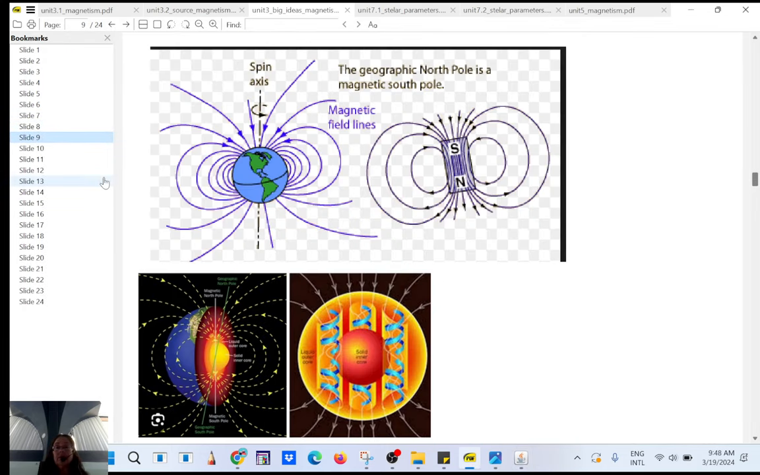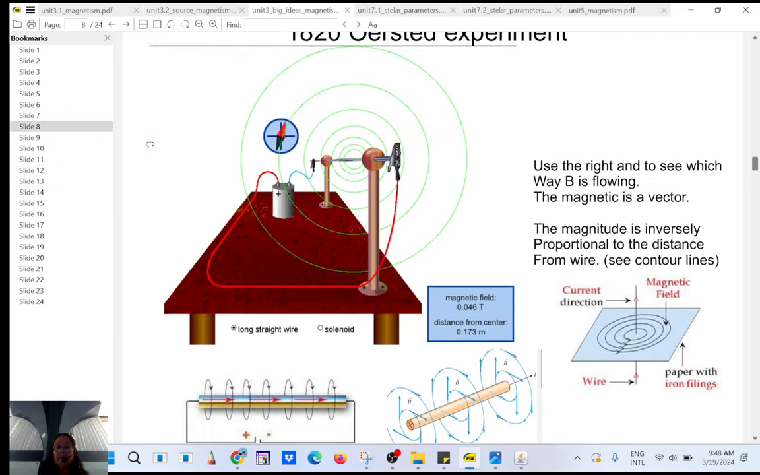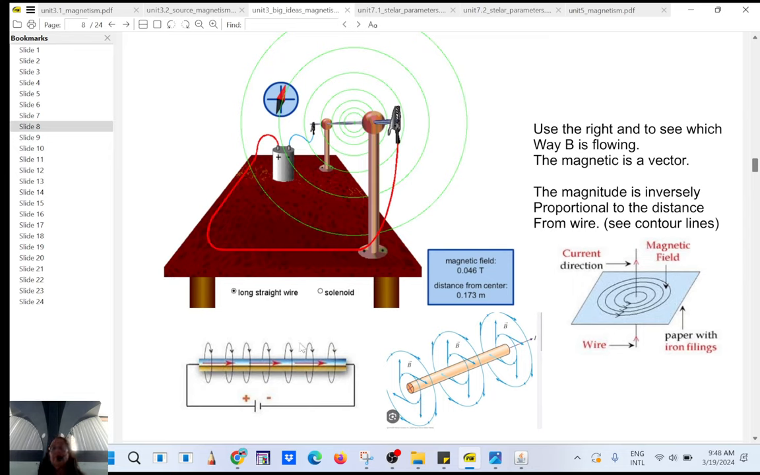So I have here another summary. So when you have a solenoid coming up, here again, if it's a straight wire, you see the magnetic field likes to circle around. To make those circles here, like this. Is that clear?